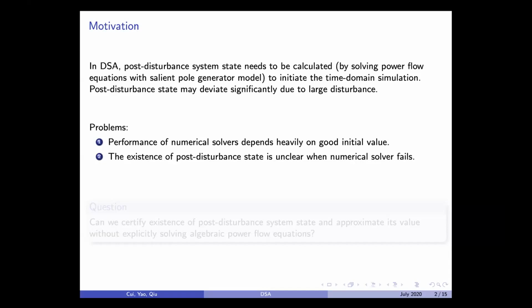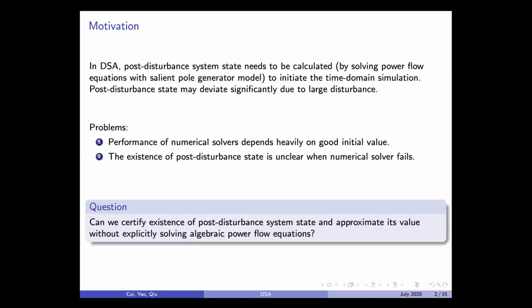A follow-up problem is that when the numerical solver fails and you cannot find the post-disturbance state, we have no way of knowing whether the post-disturbance state actually exists, because it's possible that the system just collapses and there's no post-disturbance state, or it's also possible that the numerical solver just fails numerically. You cannot find the solution.